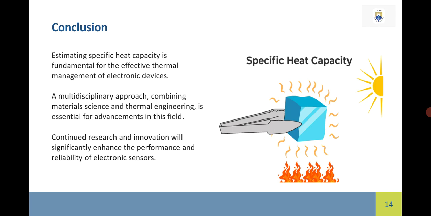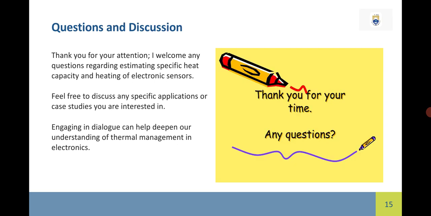Conclusion. Estimating specific heat capacity is fundamental for the effective thermal management of electronic devices. A multidisciplinary approach combining materials science and thermal engineering is essential for advancements in the field. Continued research and innovation will significantly enhance the performance and reliability of electronic sensors.